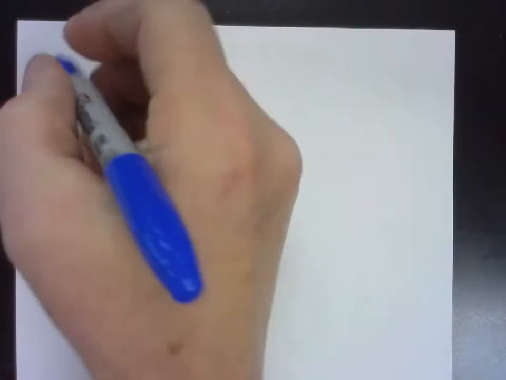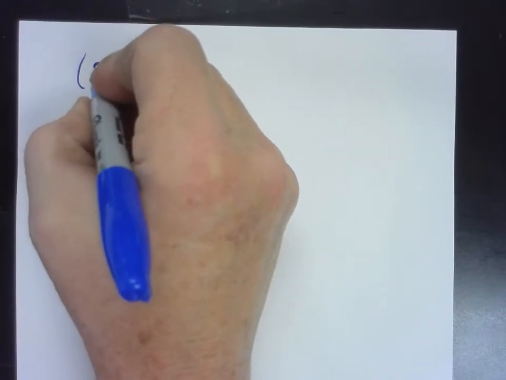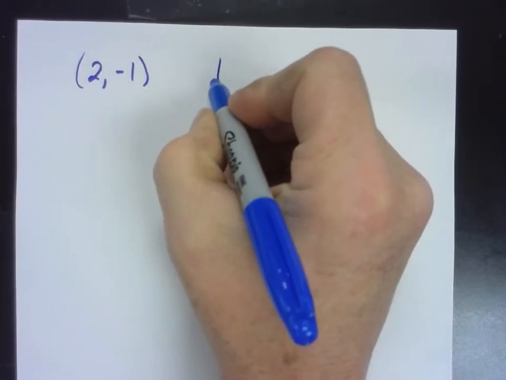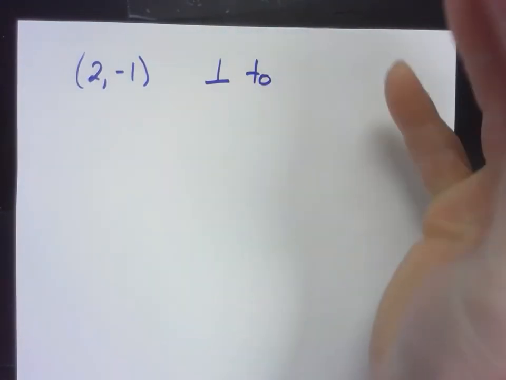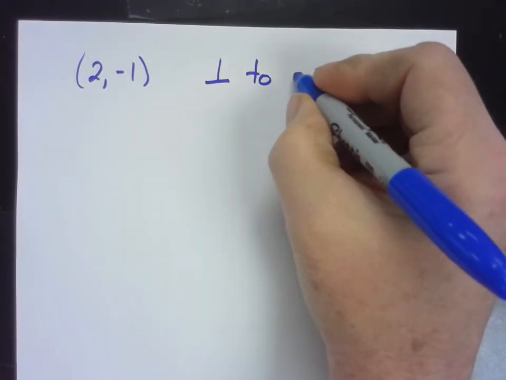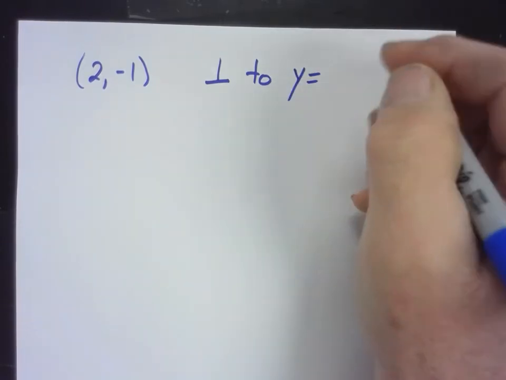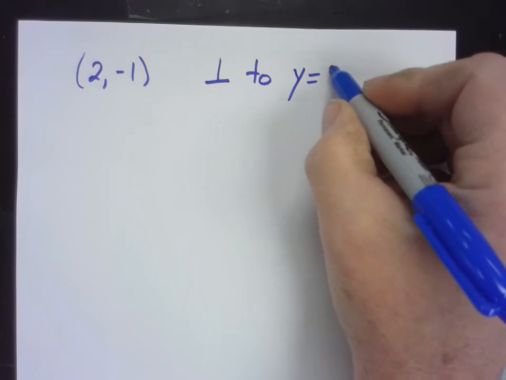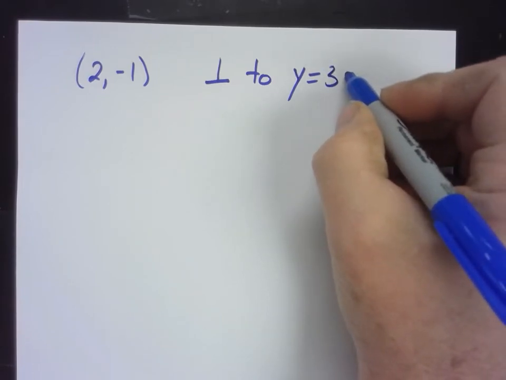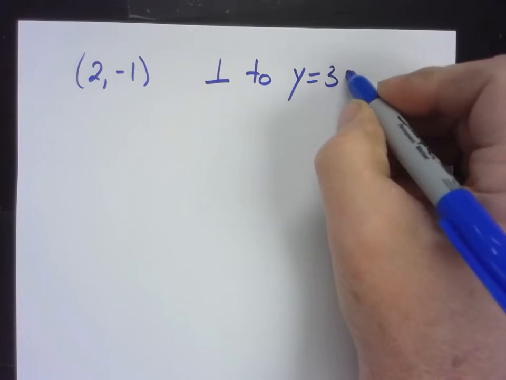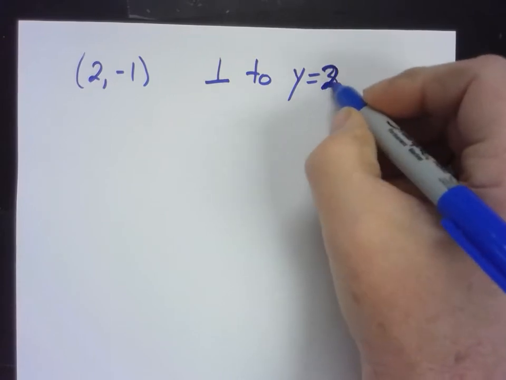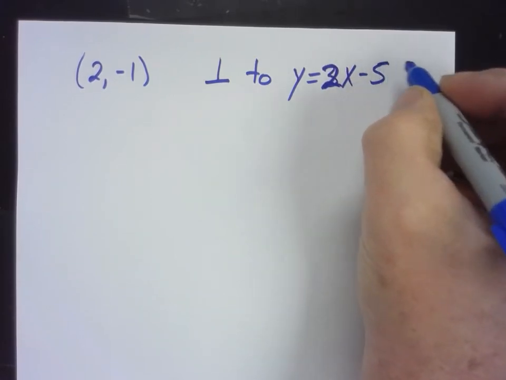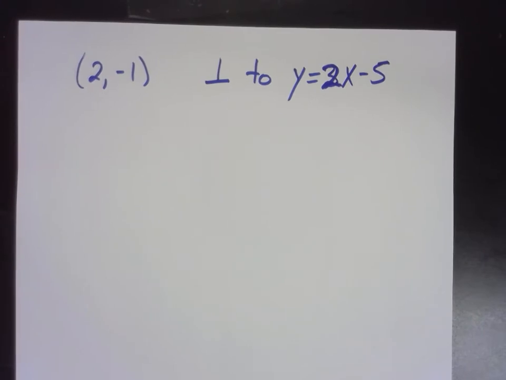Okay, so this time I say I want it to go through this point, but I want it to be perpendicular to a particular line. Let's say y equals, I don't think it's really going to matter, so we'll just go 3. Ooh, that would matter. I don't want to make this too terrible. Let's go 2x subtract 5. So again, see how I'm giving you a point. I'm saying I want it to go through this point.